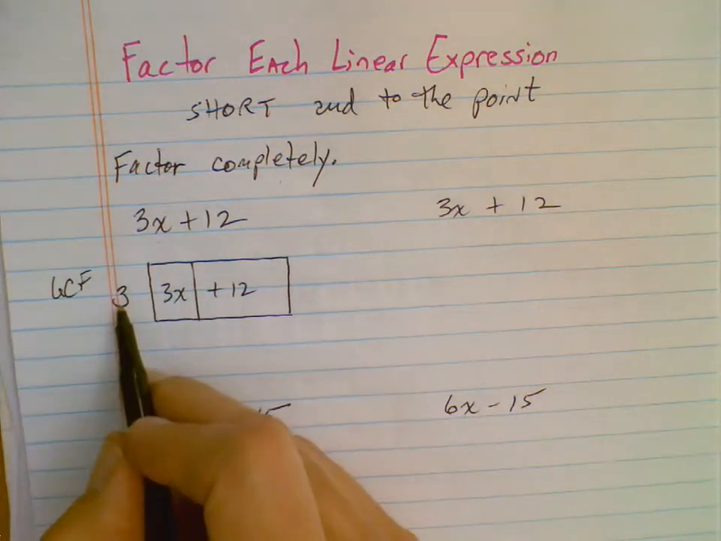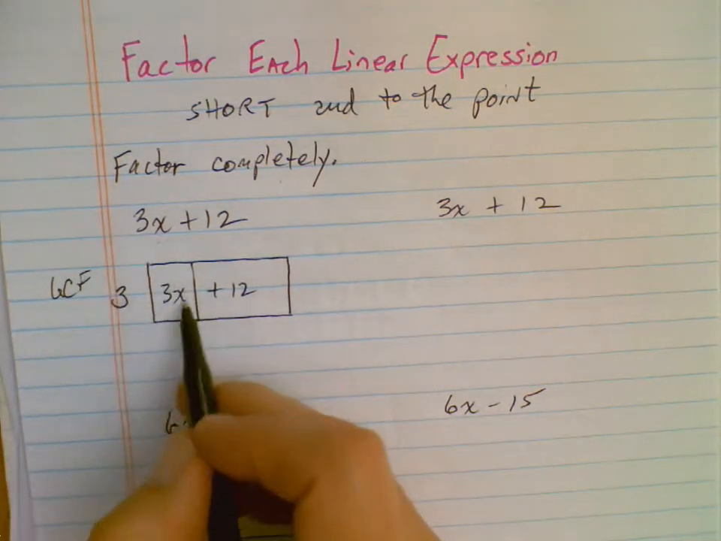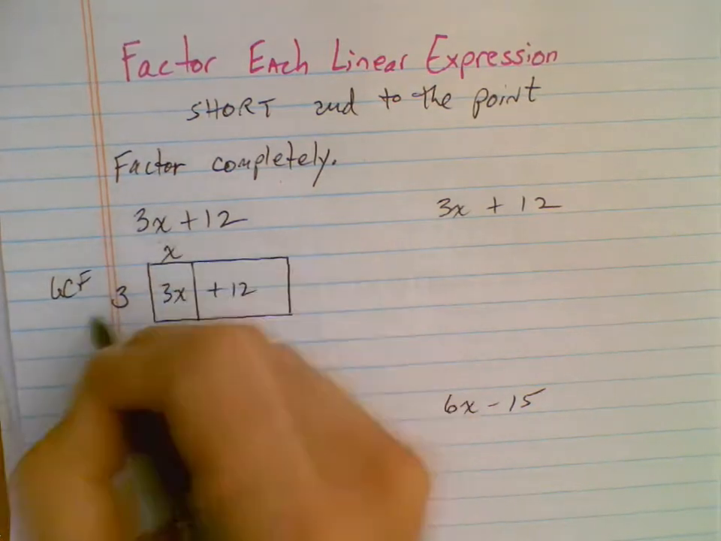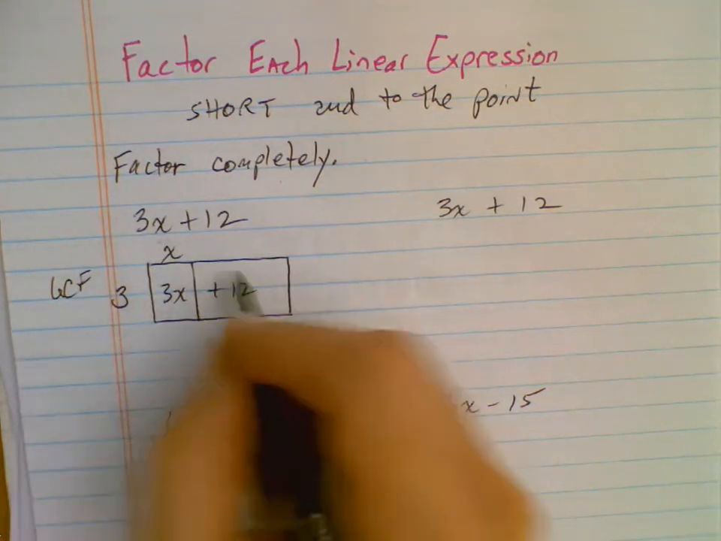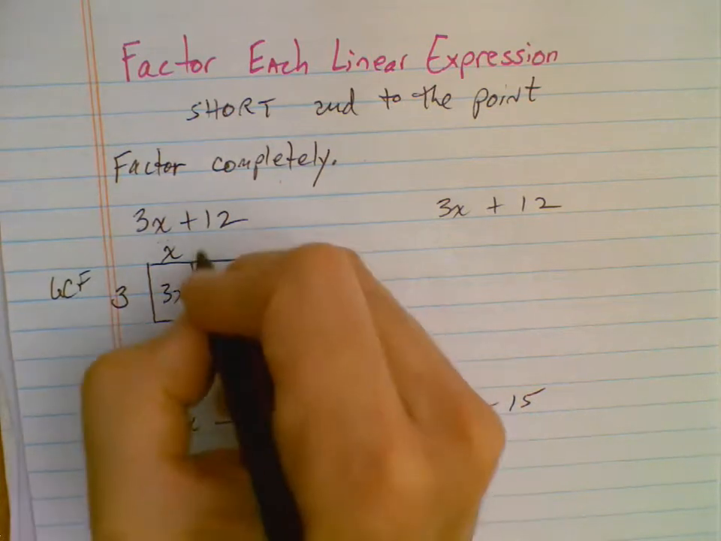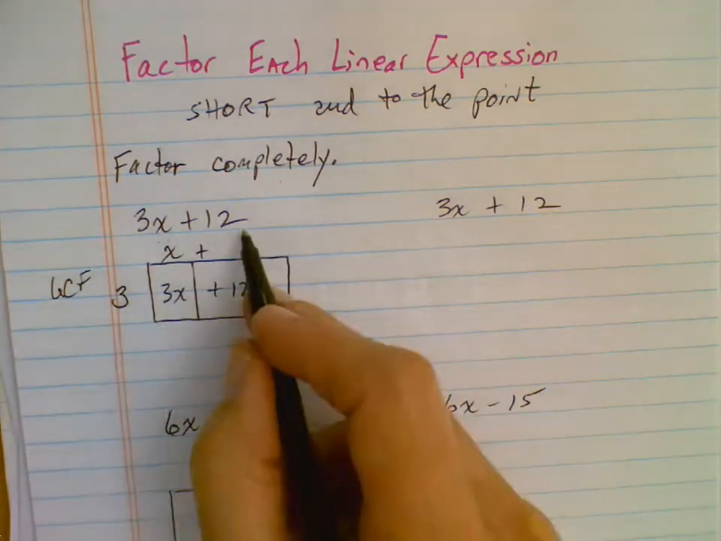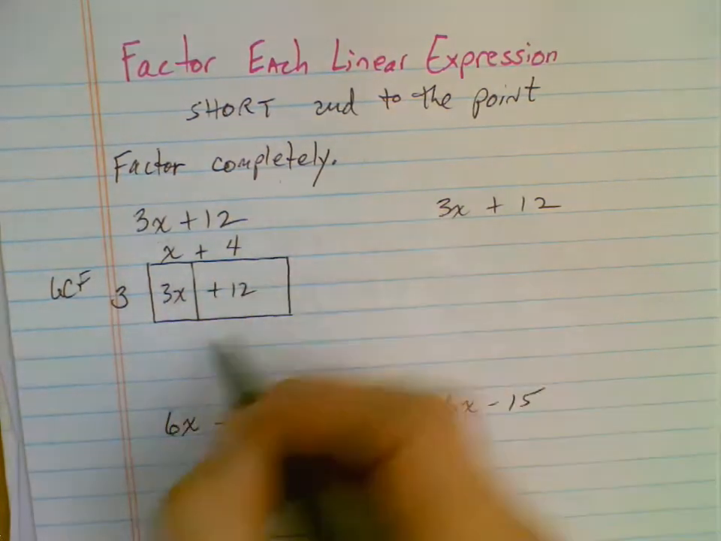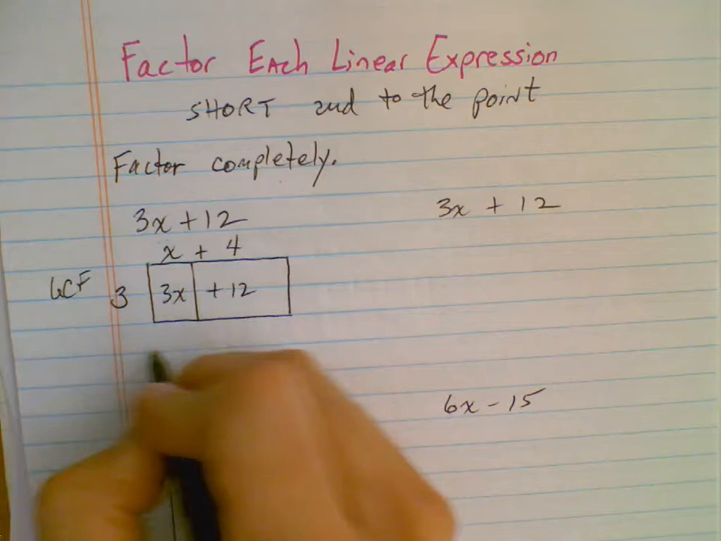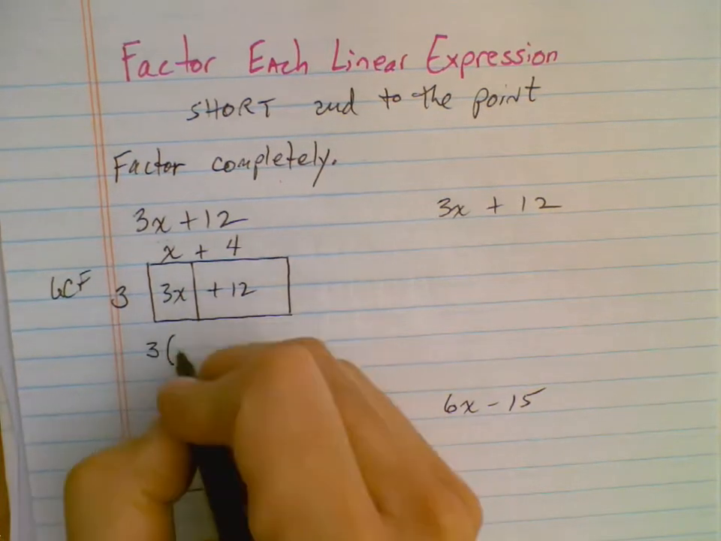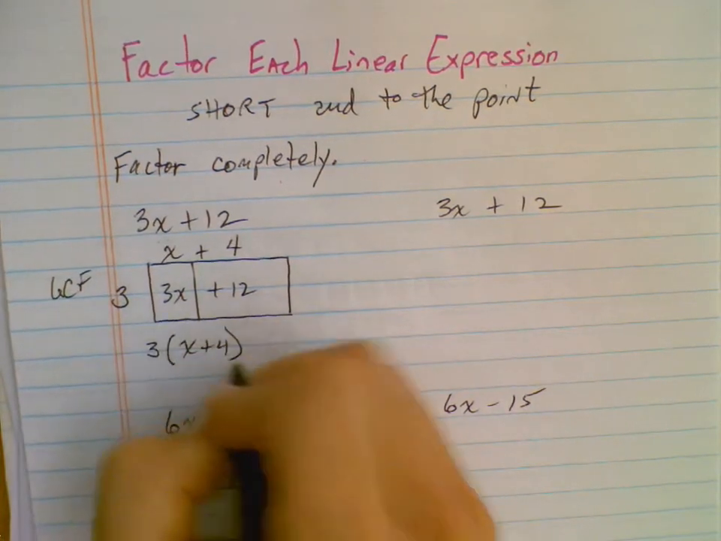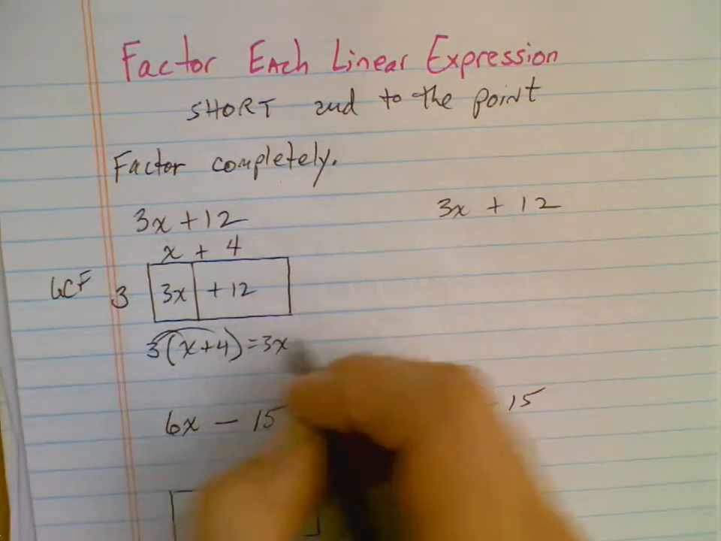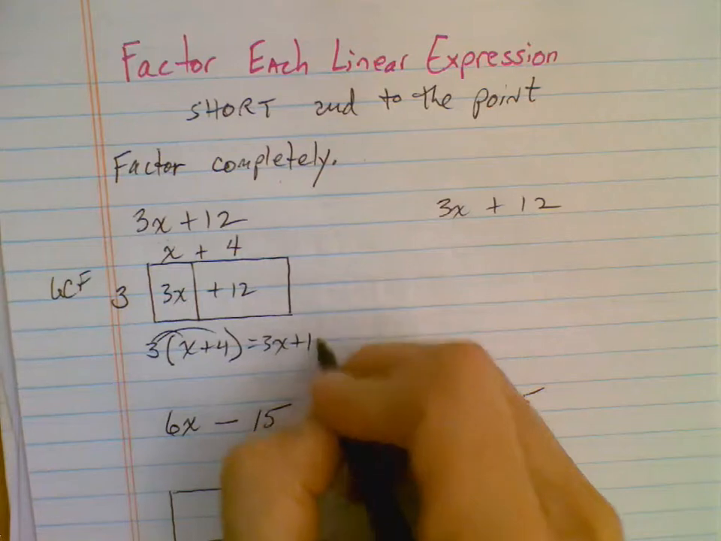So 3 times what gives me 3x? Well, 3 times x is 3x. And I have a positive 12 here, so I'm going to put a plus up here. 3 times what is equal to 12? Well, 3 times 4 is equal to 12. So the factored form of 3x plus 12 is 3 times the quantity x plus 4. That is, if we distribute, 3 times x is 3x plus 3 times 4 is 12.